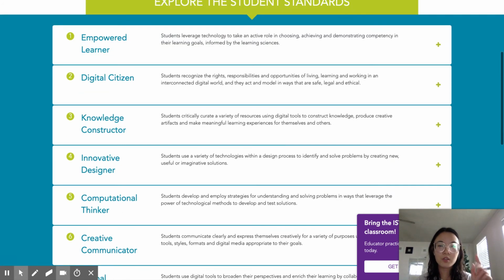Okay, the third one, knowledge constructor. It means students critically curate a variety of resources using digital tools to construct knowledge, produce creative artworks, and make meaningful learning experiences for themselves and others.